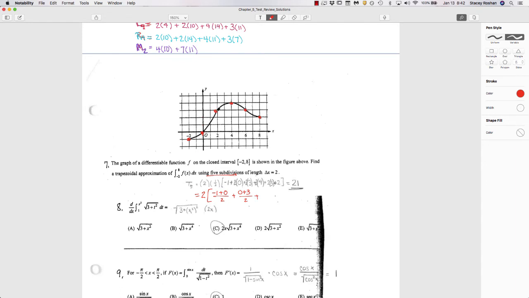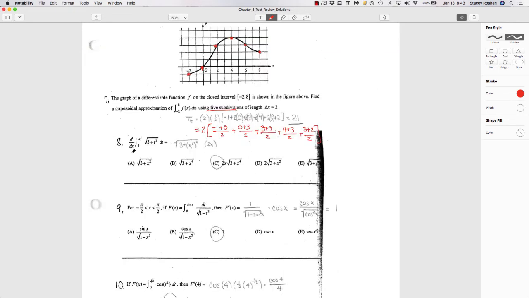And then my next one's going to be 3 and 4, averaging those. And then my next one's going to be 4 and 3. And then my last one is going to be 3 and 2. And so you can see this is the same thing because I have the -1, I have 2 of the 0s, I have 2 of the 3s, I have 2 of the 4s, I have 2 of the 3s, and I have just 1 of those 2s. So either way you want to do it, you're going to get the same answer.